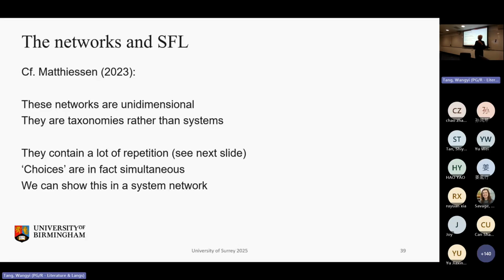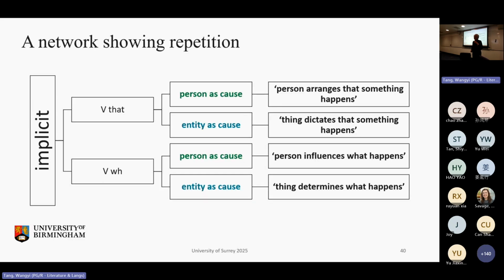And as networks, they contain a lot of repetition, which I'm going to show you in a moment. Whereas within systemics, the choices that they talk about are actually simultaneous choices. And we need to show that in a system network. So if we take a simple network, we have an implicit way of expressing cause. We have two patterns, verb that clause, verb WH clause. In each case, there is a choice between person as cause, a person arranges that something happens, or an entity as cause, a thing dictates that something happens. The same with WH clauses, a person influences what happens, a thing determines what happens. So you've obviously got repetition there.